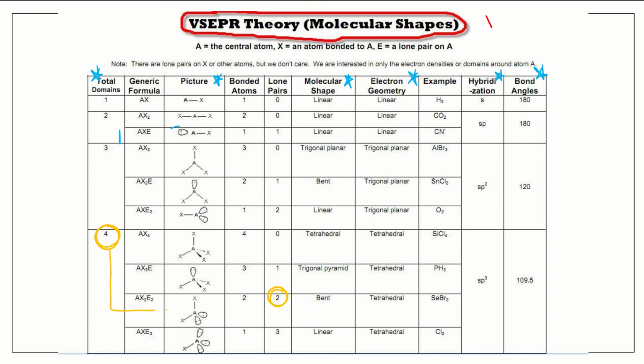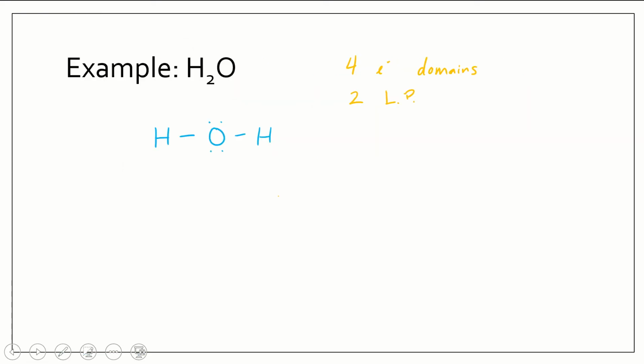So that's going to be this row and this shape. So it is bent tetrahedral, and it's going to look like this. So let's go ahead and draw that.